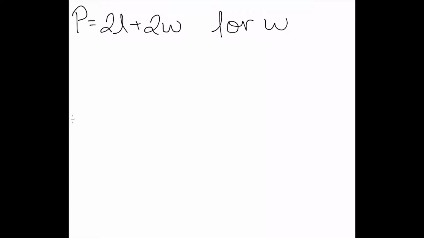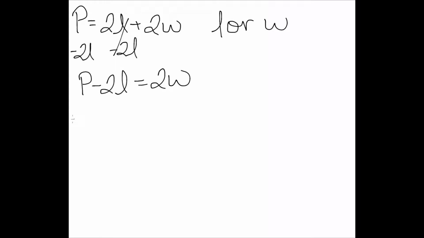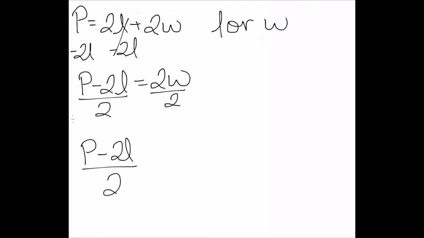When I solve a normal equation, I want to get x by itself. So here I want to get W by itself. So I'm going to start by subtracting 2L from both sides. On the left, I just get P minus 2L. On the right, 2W. I want W by itself, so I'm going to divide both sides by 2. So P minus 2L over 2 is equal to W. Let's look at a few more examples.